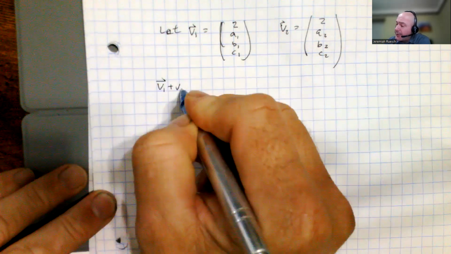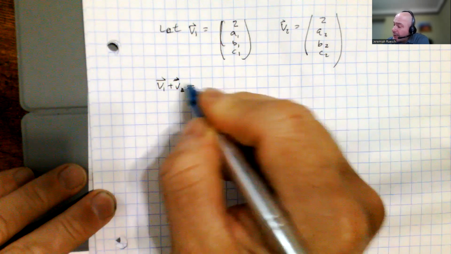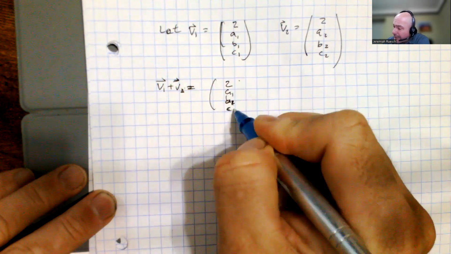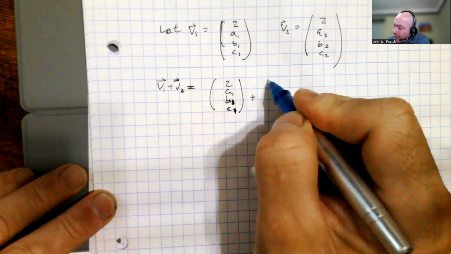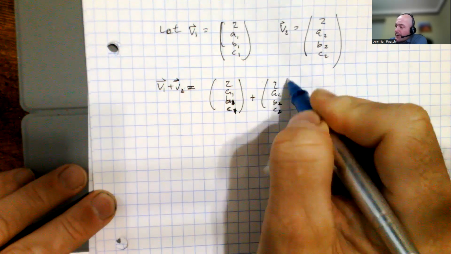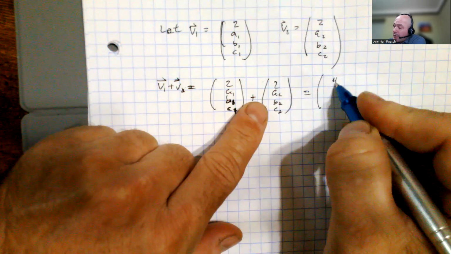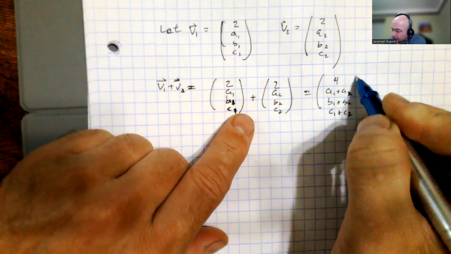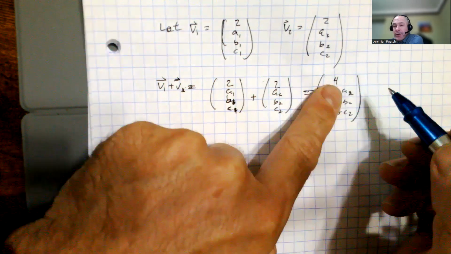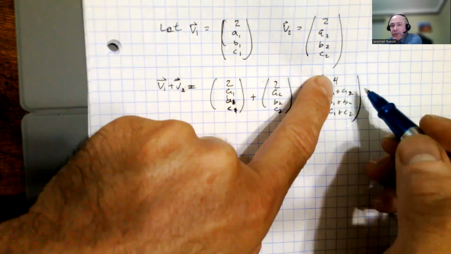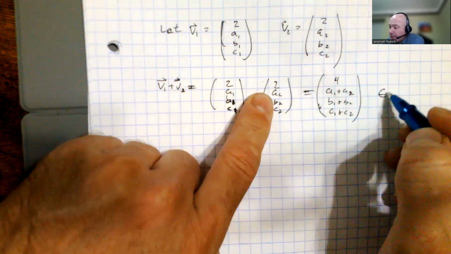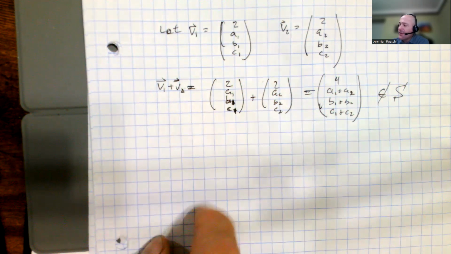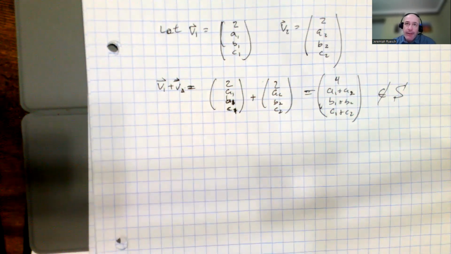All right, so let's compare these two vectors. Let's consider V1 plus V2. If we add these two together, we have 2, A1, B1, C1 plus 2, A2, B2, C2. Adding component-wise, we get 4, A1 plus A2, B1 plus B2, C1 plus C2. But look here. This is not the same form as these, and there's nothing I can do to this 4 to make it into the same form. So this is not an element of S. In other words, this is not closed under vector addition, and therefore this is not a subspace of Rm.